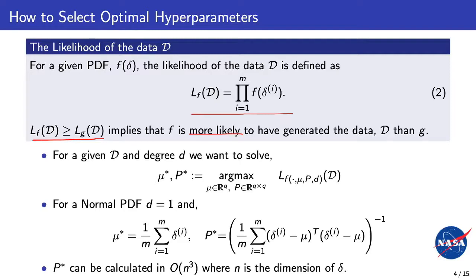For a given data set and degree, we want to be able to solve then for mu star and p star that maximize the likelihood of the data. In the case of a normal PDF, when d equals 1, there are analytical solutions for mu star and p star that can be calculated in O(n cubed) very efficiently, where n is the dimension of delta.